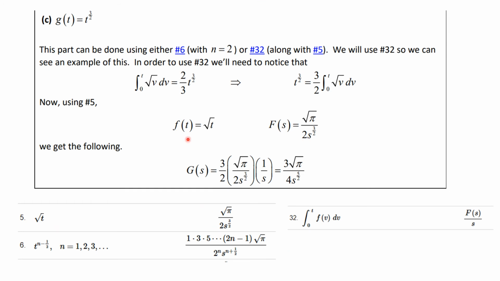Here's problem C. Now this part can be done either with number 6 with n equal 2, and by the way that's directly n equal 2. You could write this directly if you saw 6, but we're going to use property 32 over here to do this, along with 5, and this is 5 that you see here.